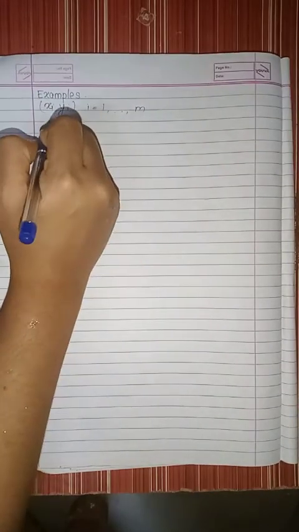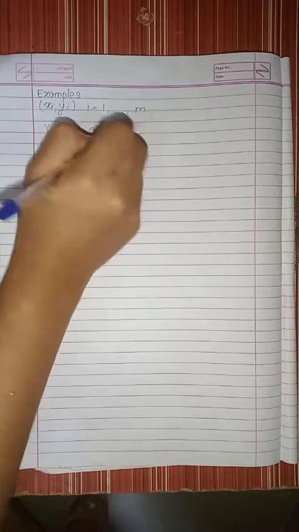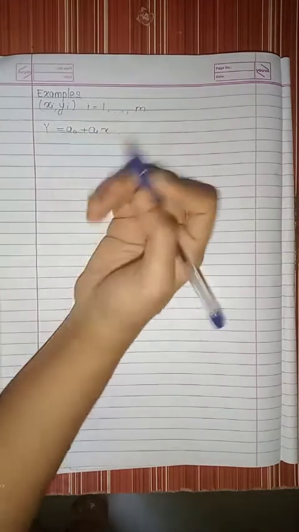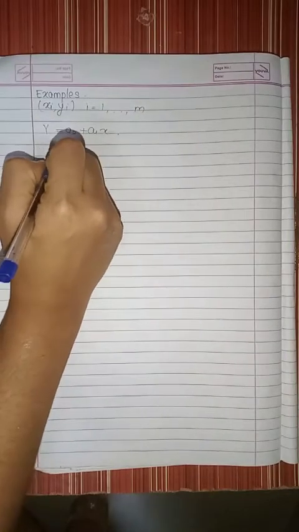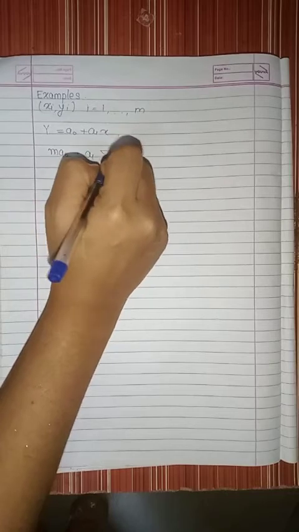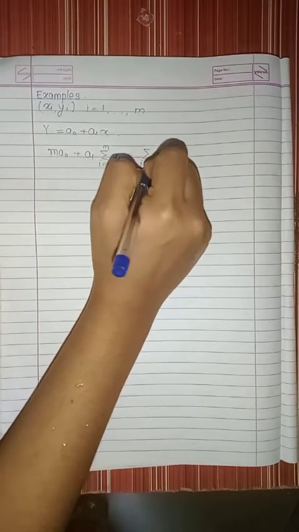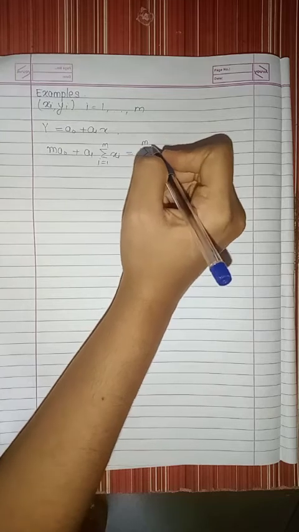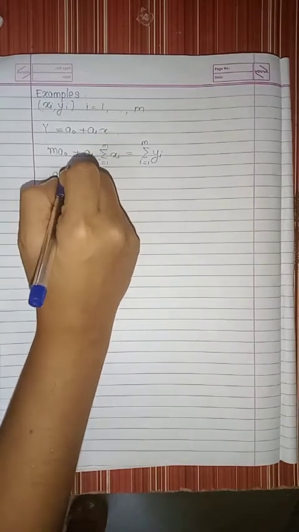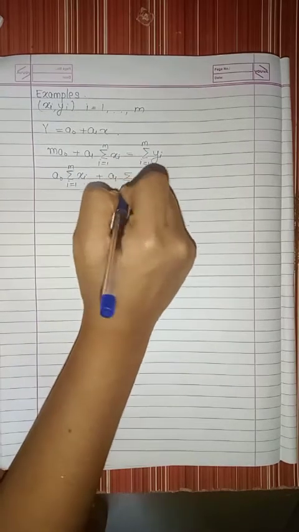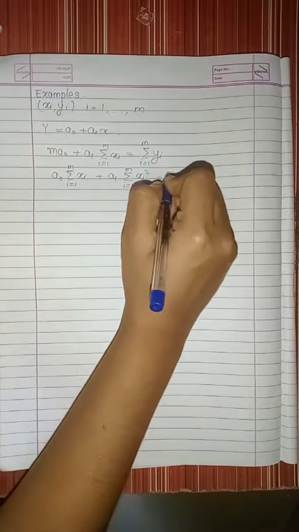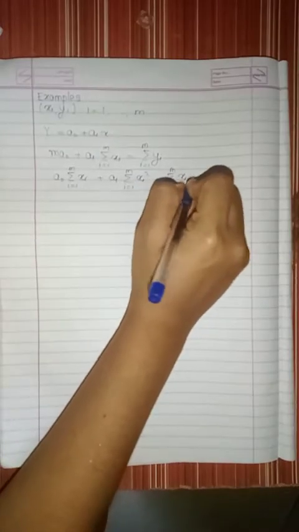So if you are given some discrete data, that is xi, yi, where i runs from 1 up to m, that means you are given m points and you have to fit this data into a linear equation y equals a0 plus a1 x. Then there is a direct formula for it, that means m into a0 plus a1 summation xi, i goes from 1 to m, equals summation yi, i goes from 1 to m, and a0 summation xi plus a1 summation xi square equals summation xi yi.